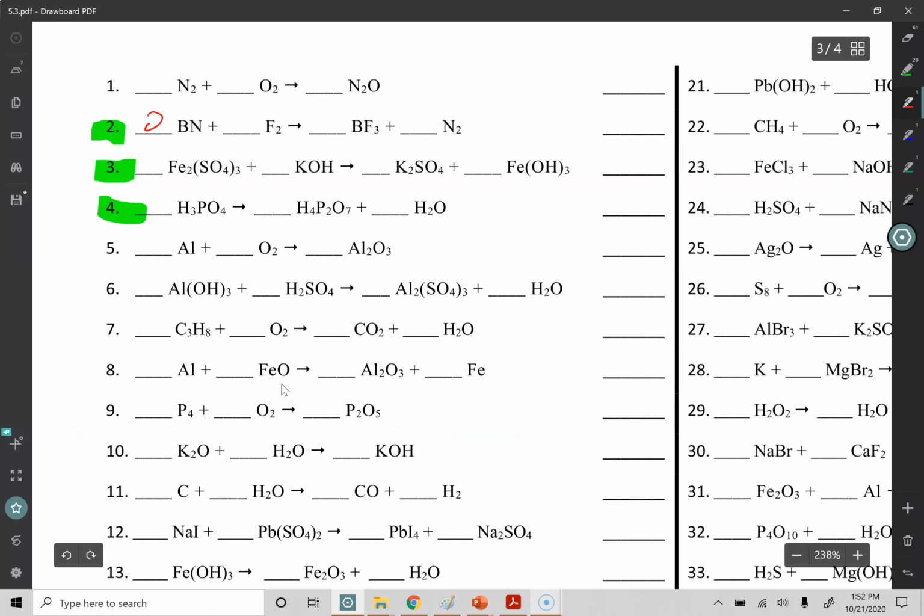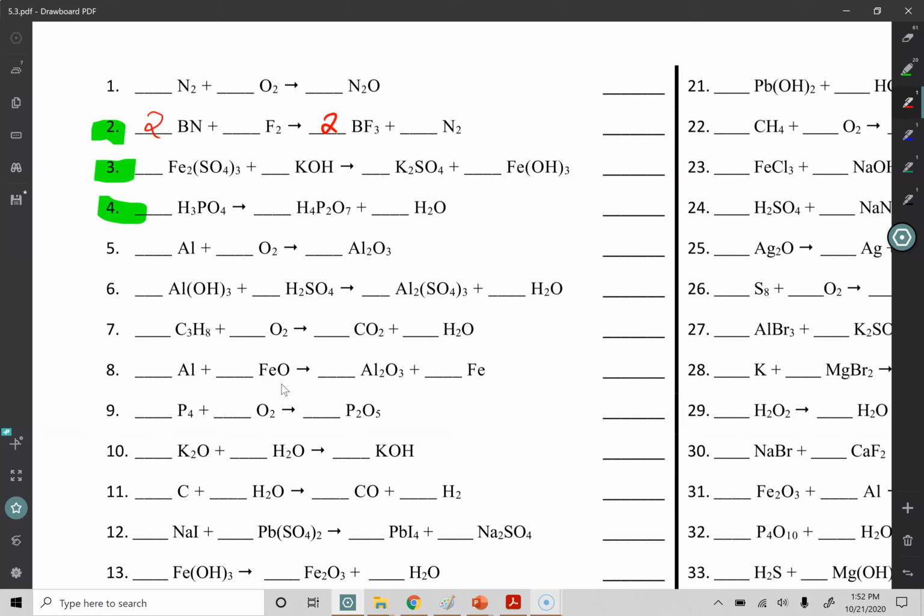If I put a coefficient of 2 in front of the BN, I've balanced up the nitrogens. Now I've unbalanced, if you will, my borons. 2 borons on the reactant side. If I want to get 2 borons on the product side, I'll just stick a coefficient of 2 in front of boron trifluoride.